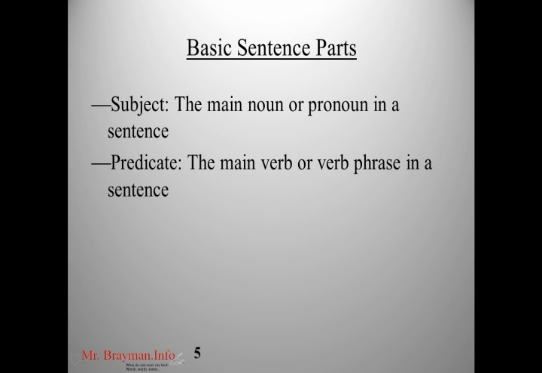Right, and so now let's review basic sentence parts. Right? Remember, the subject is the main noun or pronoun in a sentence. The subject is the thing or person or idea that is doing the action or is in the state of being. Right? The predicate is the main verb or verb phrase in a sentence. It is the main action or main state of being in a sentence. Right? If you don't have a subject or if you don't have a predicate, you have an incomplete sentence.